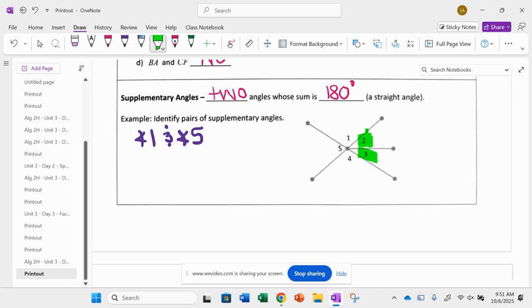Can somebody tell me why 2 and 3 are not supplementary angles? Jonah. Good, because they're not forming 180. If you see what they're forming when they're together, it's this angle right here. Does that look like 180, that purple that I just highlighted? So they're not supplementary. There's only one more pair of supplementary angles right now in this diagram. Does anybody see it? 5 and 4, you got it.